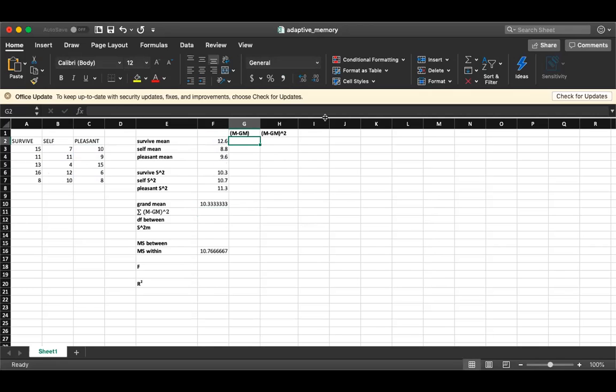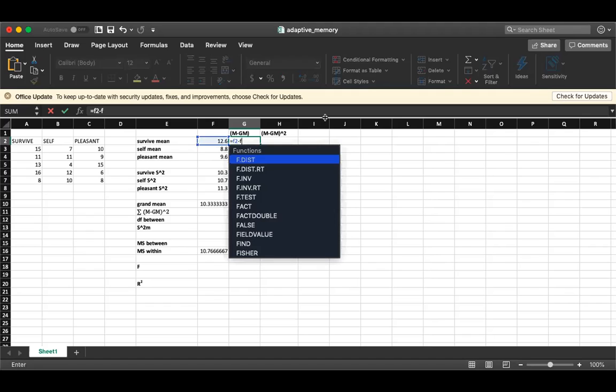Now we need to calculate these deviation scores. So this should be equals, well, let's just do the sum. F2 minus our grand mean, which is in F10. But let's use the dollar sign function so we can do a pull down.